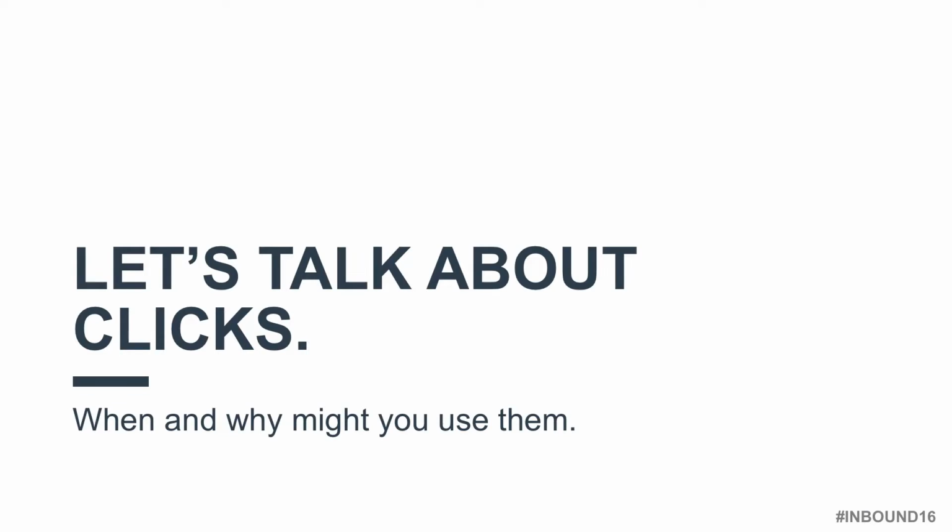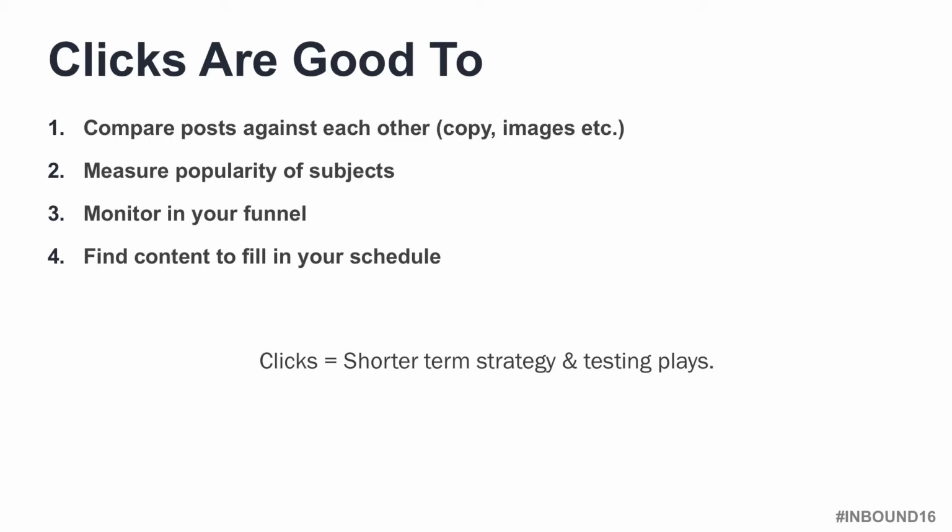So let's talk about clicks, because I mentioned that once, and clicks are certainly very important as well. Why we might use them. Clicks are good to compare posts against each other. So if I have two different posts that are similar topics, I might want to know if there's a particular one that grabs people's attention more. They're also good to talk about the popularity of subjects, so I can get a sense of, are people liking productivity content? Are they liking e-commerce content? It's a good sort of general gauge to see where people are clicking.